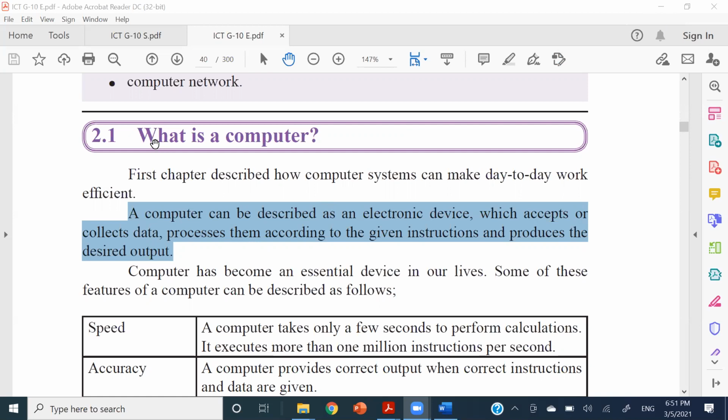Okay. So subtopic, what is a computer, and this definition. Let me know once you are done.